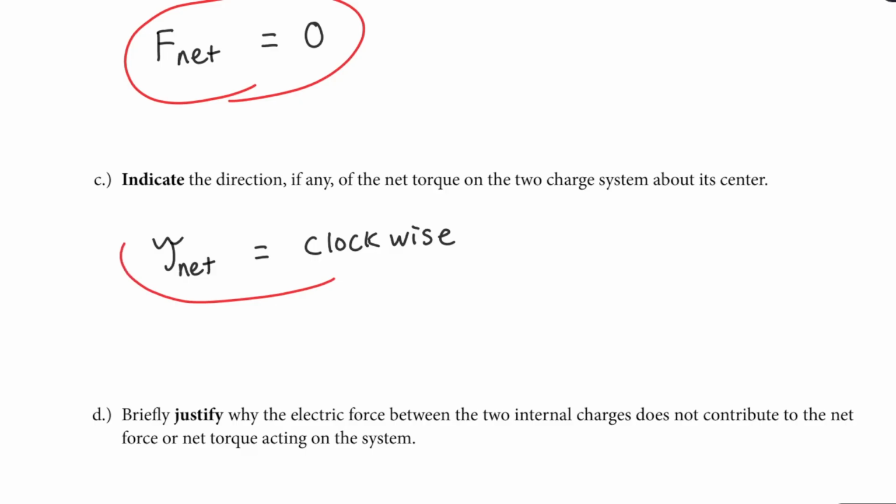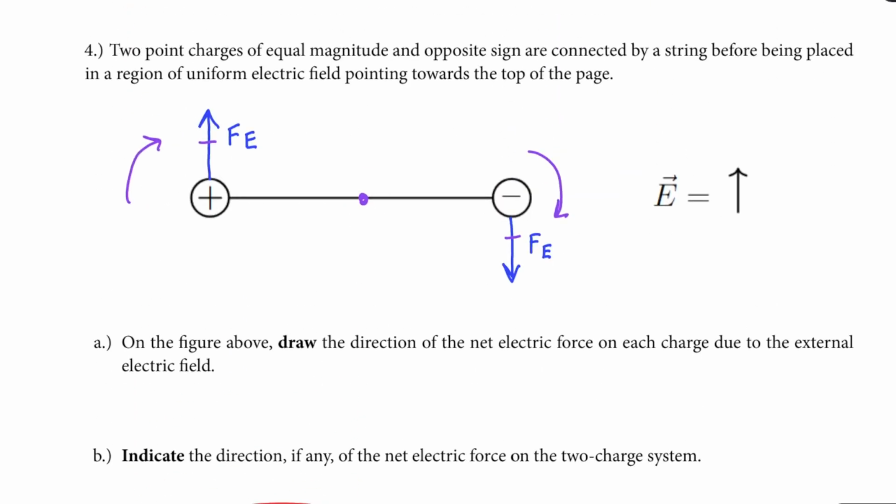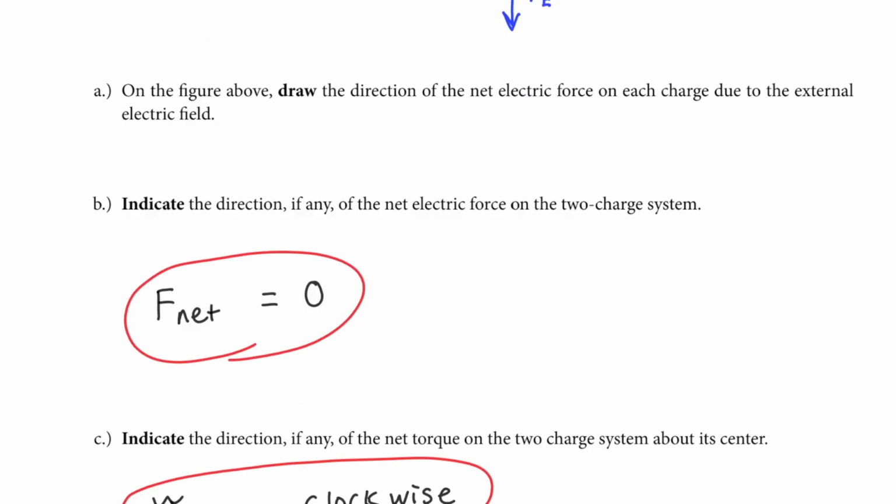So even though there's no force on this dipole, it will still rotate. So be on the lookout for conceptual questions like that, which ask you if this system rotates, because it could. Even if the net force is 0, this is still going to rotate. And this isn't the only time that we'll look at rotation in this class. We'll also see that magnetic fields can cause rotation as well.